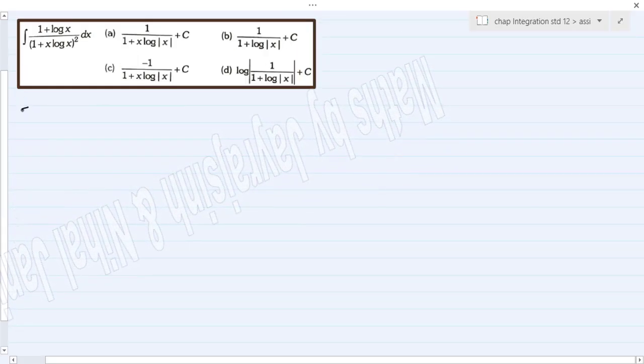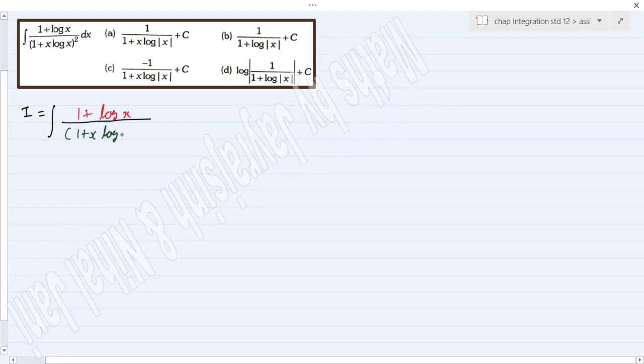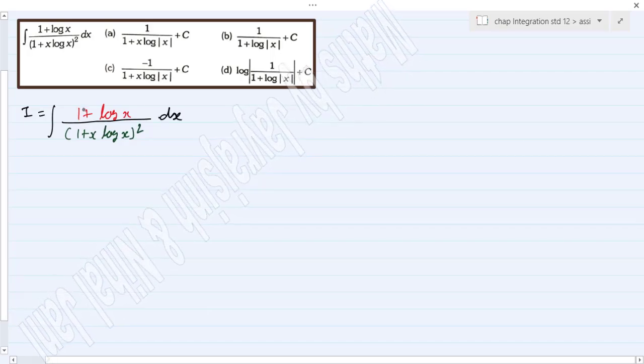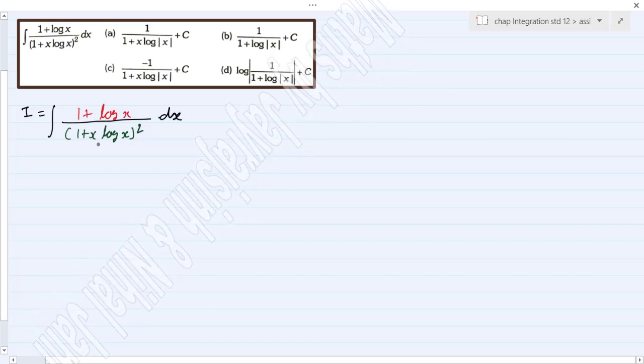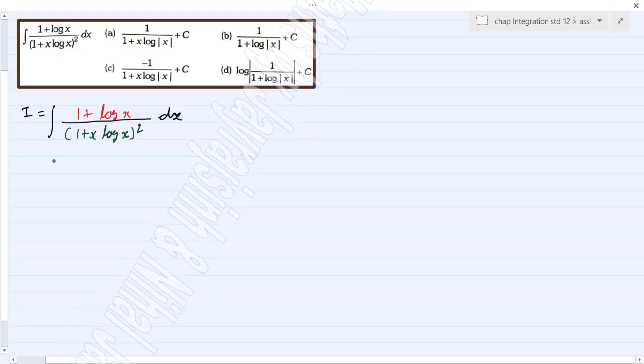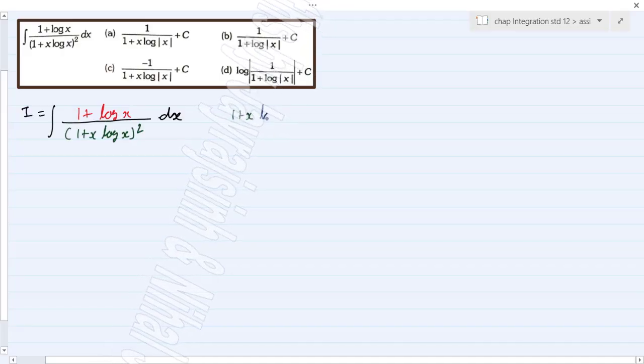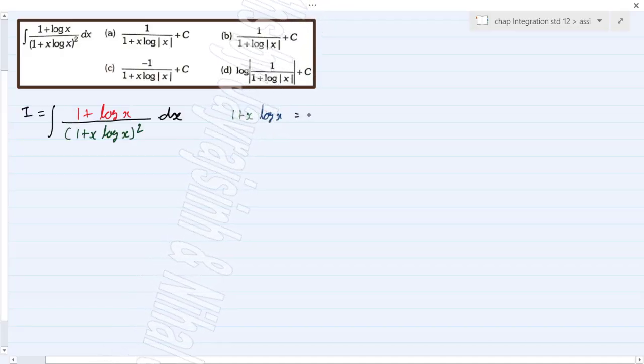Here you have to integrate 1 plus log x upon 1 plus x log x the whole square. In numerator, we have 1 plus log x, which is differentiation of x log x. So it suggests that we have to assume 1 plus x log x is equal to t.